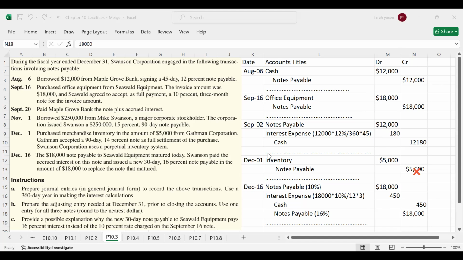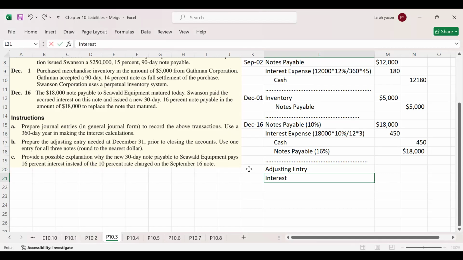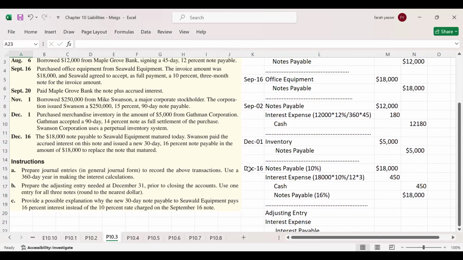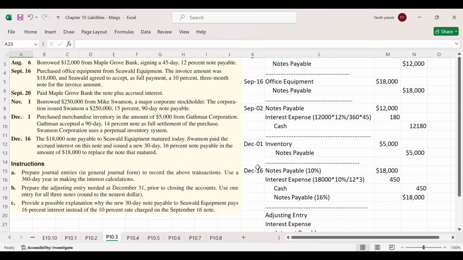Here I'm going to calculate interest expense, the adjusting entry. We have discussed adjusting entries in chapter 4, and I have uploaded a video related to adjusting entries. So here, the same entry we are going to pass. Interest expense will be on the debit side because we are recording interest expense, and interest payable is on the credit side because we are accruing interest expense. We have different notes outstanding. Number one, we have missed this entry, so we can write it at the end.